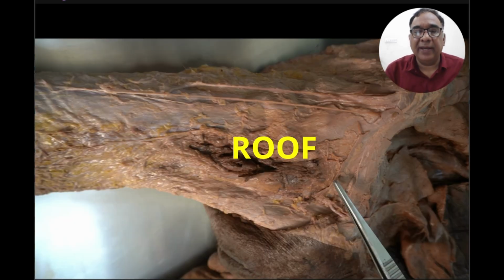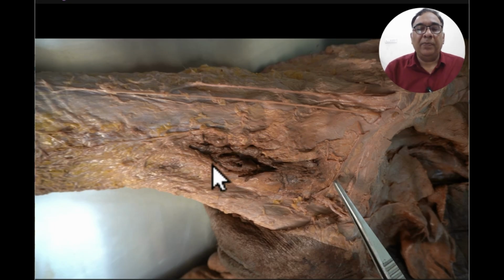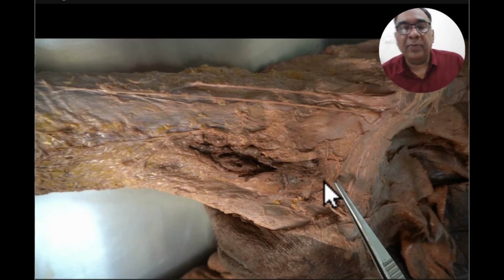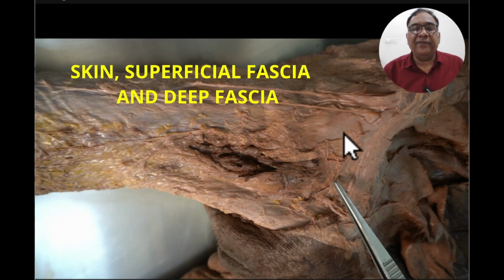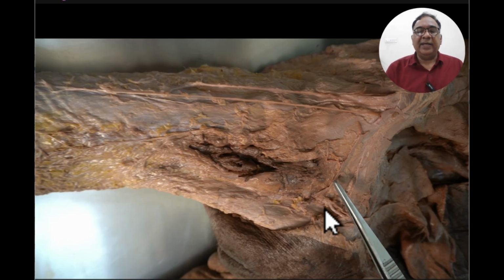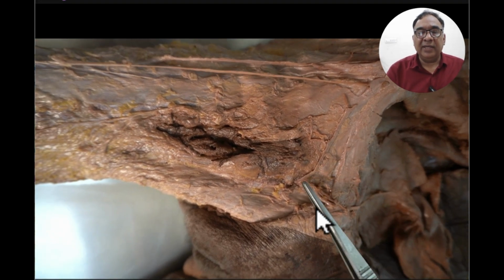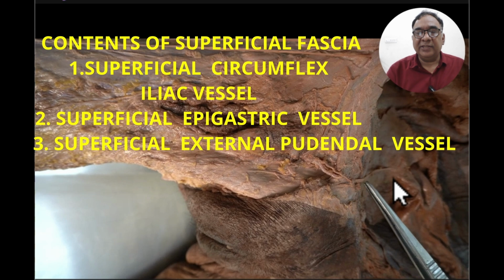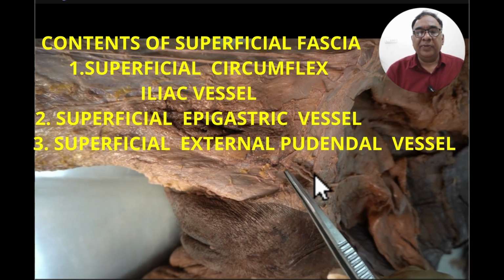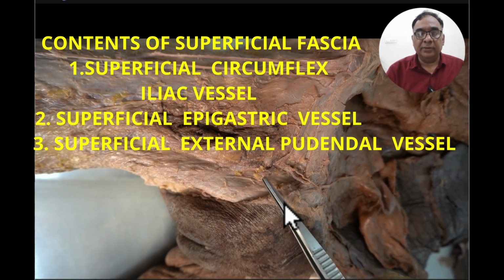Now the roof of the femoral triangle. This is the roof of the femoral triangle. The roof is formed by skin, superficial fascia and deep fascia. The superficial fascia contains superficial branches of the femoral artery with accompanying veins. Here in this video you can see this is the superficial circumflex iliac vessel, this is the superficial epigastric vessels and this is the superficial external pudendal vessels.